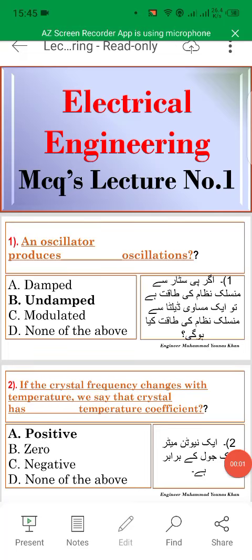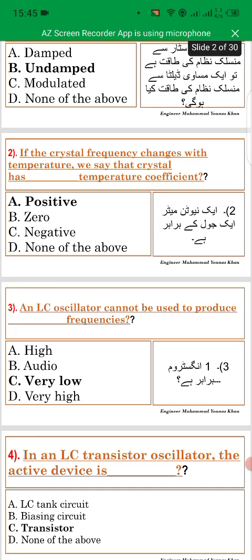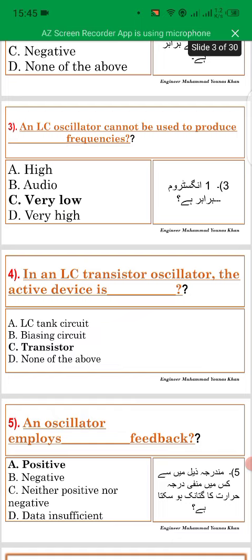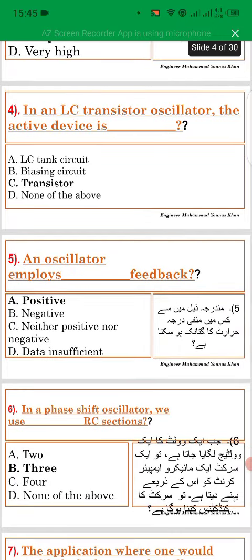An oscillator produces undamped oscillation. If the crystal frequency changes with temperature, we say that crystal has positive temperature coefficient. An LC oscillator cannot be used to produce very low frequency. In an LC transistor oscillator, the active device is a transistor.